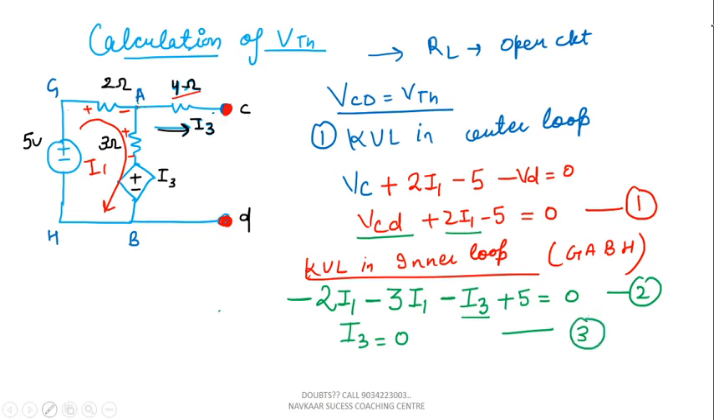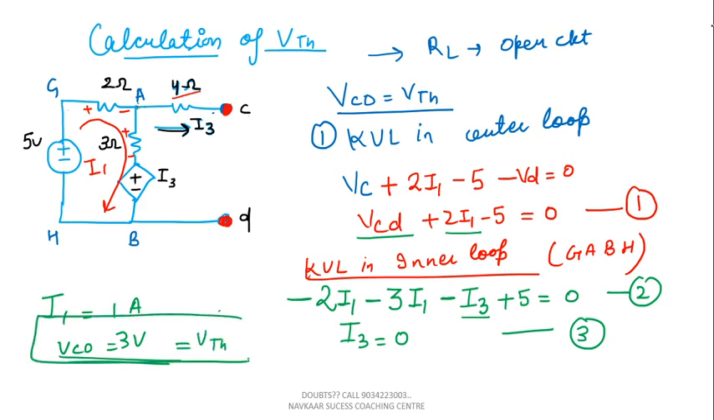If there are 4 variables, then we need to make 4 equations and solve them properly. No current is flowing from A to C, so I3 must be equal to 0. If we solve all this, we will get the value of I1 equal to 1 ampere and VCD equal to 3 volt. VCD equal to 3 volt means we get the value of VTH, that is equal to 3 volt.